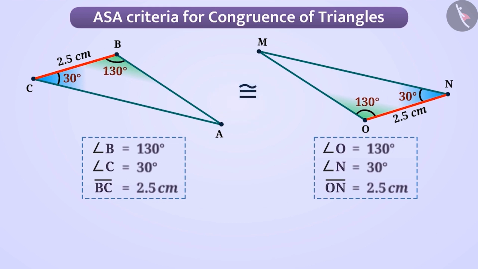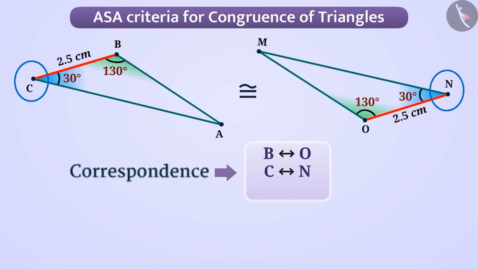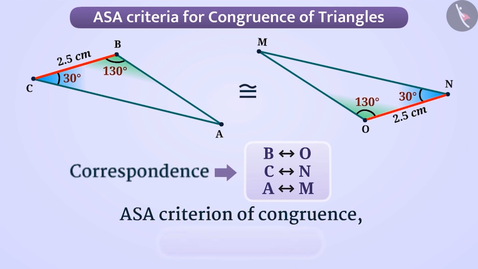both the triangles are congruent if we place one triangle over the other and adjust. We will observe that they cover each other completely and exactly. This verifies that they are congruent. Here, we can show the correspondence in this way. B corresponds to O, C corresponds to N, A corresponds to M. We can write the congruence relation in symbolic form as triangle BCA is congruent to triangle ONM.